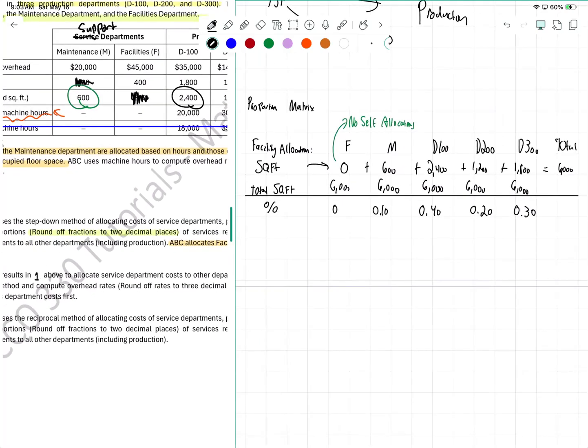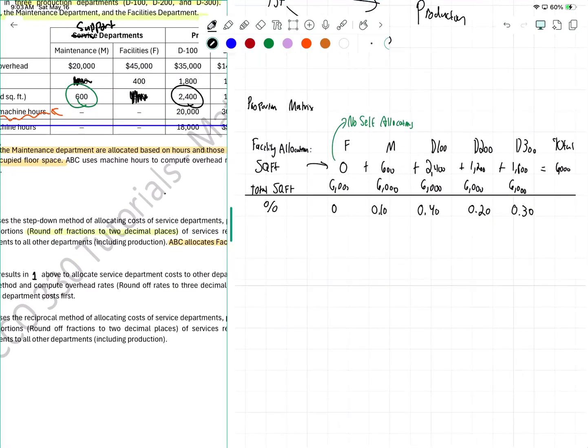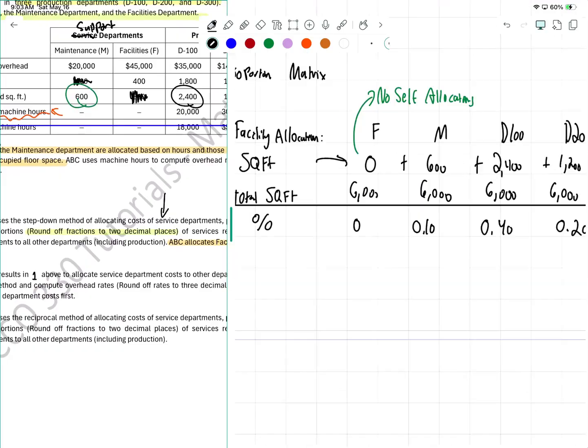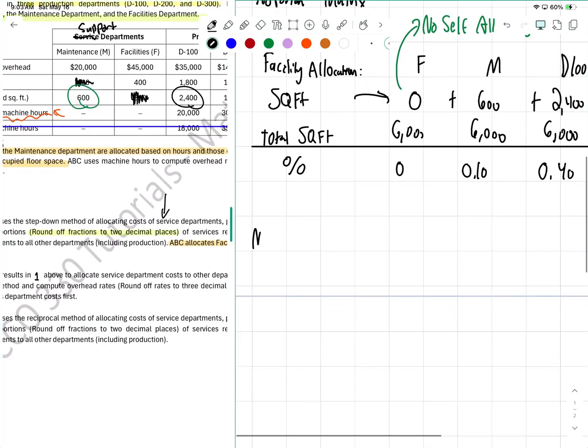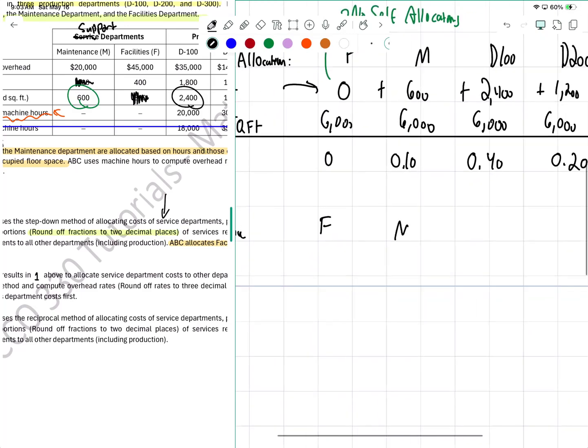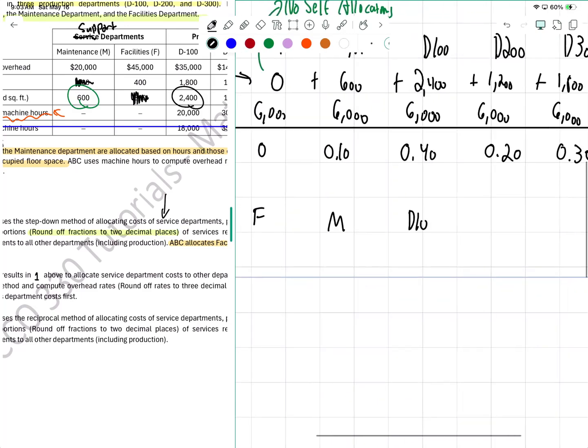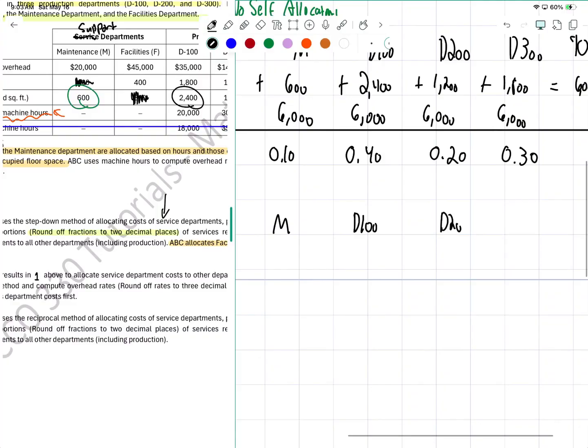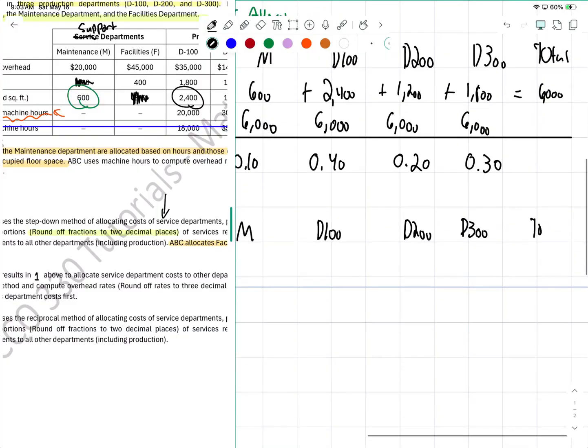These are all our proportions, rounded to 2 decimal places. That's facilities. Now let's go do maintenance. No pressure, guys. Just can't read the wrong number off the screen again. So let's do the same ranking here. Facilities goes first. Maintenance goes second. Then we have D100, D200, and D300. And that gives us our total, okay?